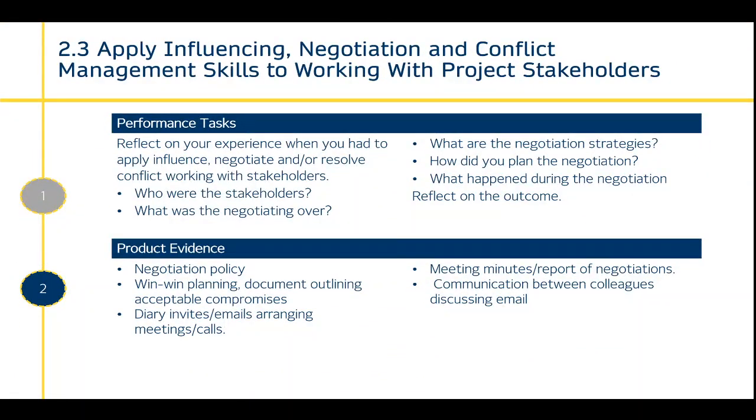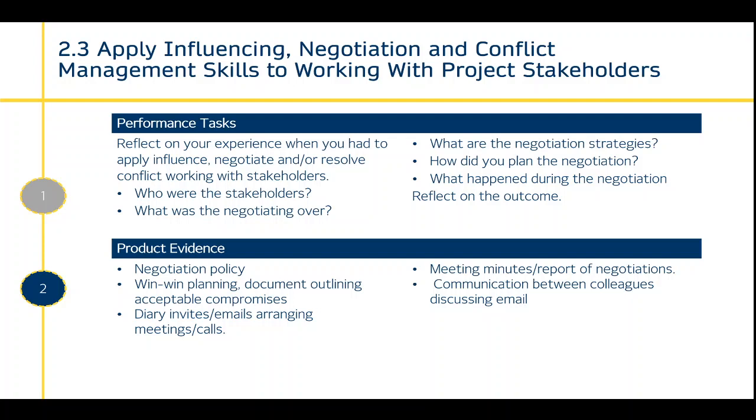2.3. Apply influencing, negotiation and conflict management skills to working with project stakeholders. There is an overlap here with the outcome in communication that's about negotiation. This is specific to applying negotiation and conflict management skills to working with stakeholders. In communication, there's an outcome in negotiation and an outcome on conflict management. So holistic evidence should map into this point as well. So there are links there.